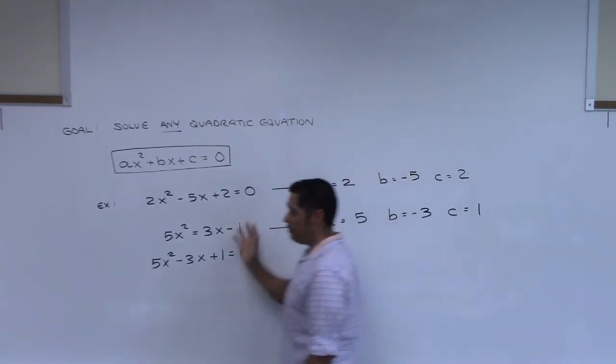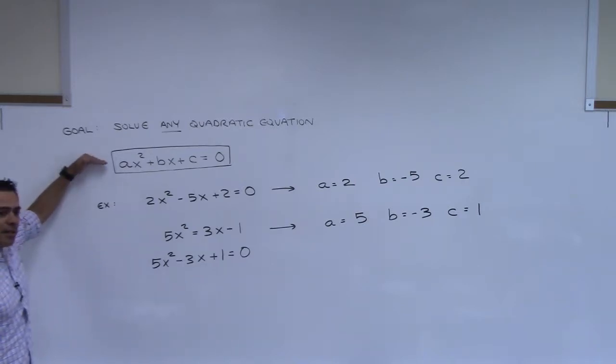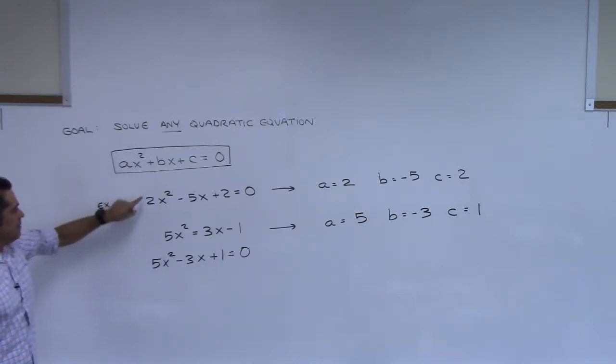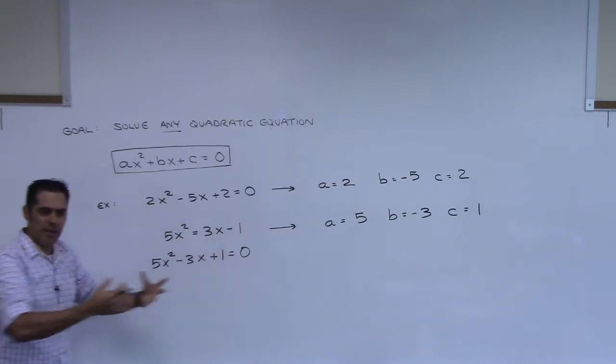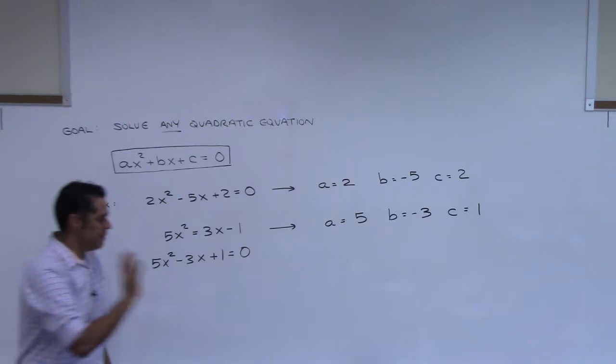So this will be useful for us in a moment. I just want to make sure you understand that all quadratics look like this, and no matter how they're given to you, you can move everything over, and then you can identify A, B, and C. All right? Okay, now, that's our goal.